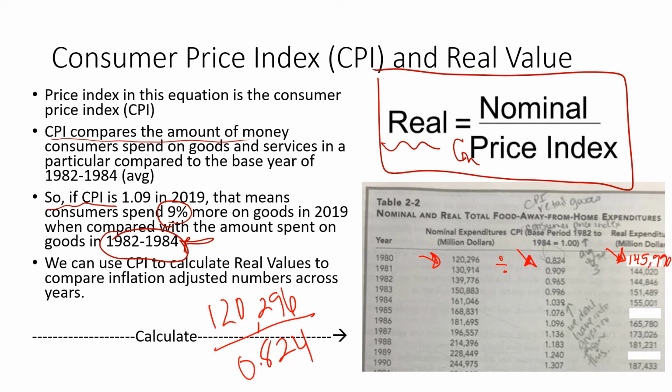so that's going to allow us to compare down the line here every single year and figure out if more or less value was actually being made in each of those years. So go ahead and finish calculating out for 1985 and for 1989 on your note sheet.